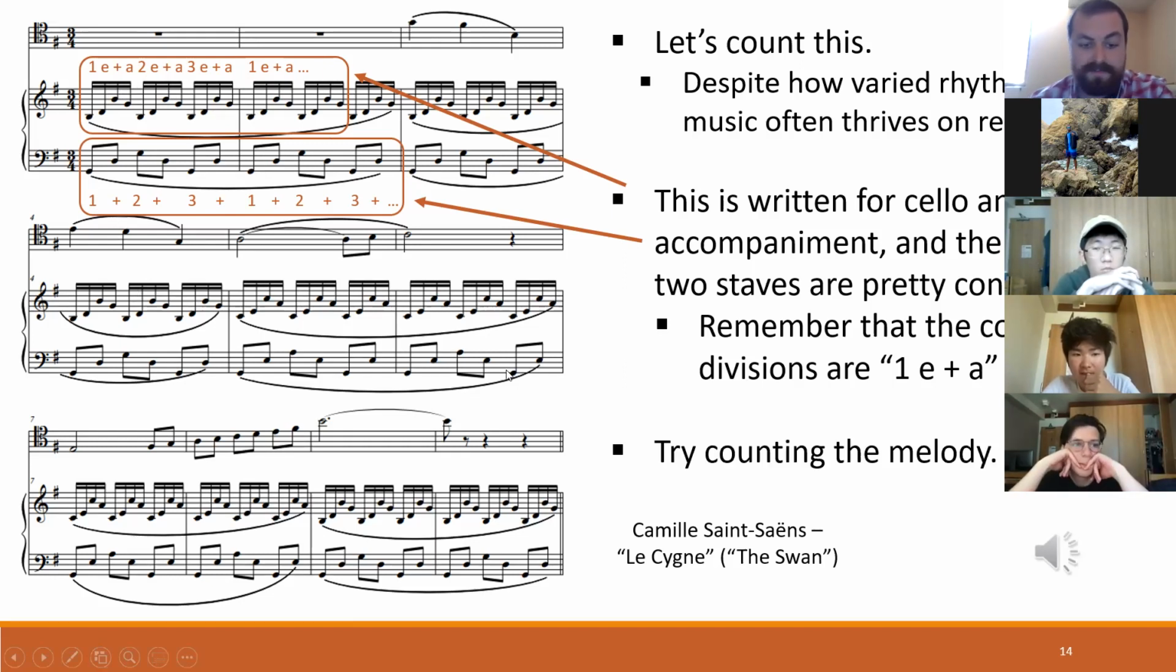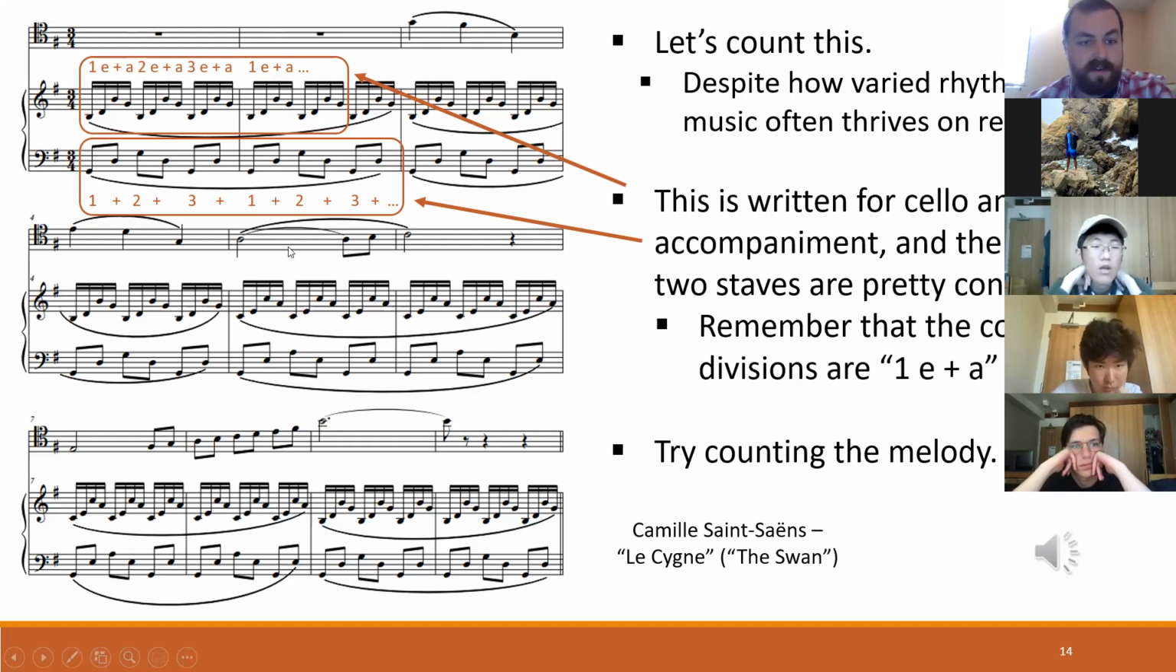So I'm going to give you guys a minute. Try counting out the melody. Look at the part that we haven't looked at. We've seen this part, and that repeats ad nauseum. But look at the melody. There's rests. You can ignore the first 2 measures. You can just start right here.